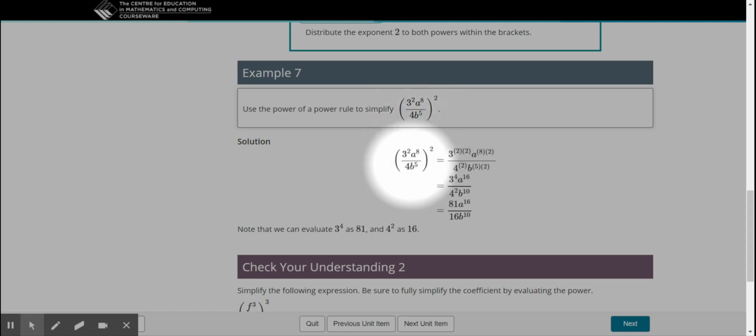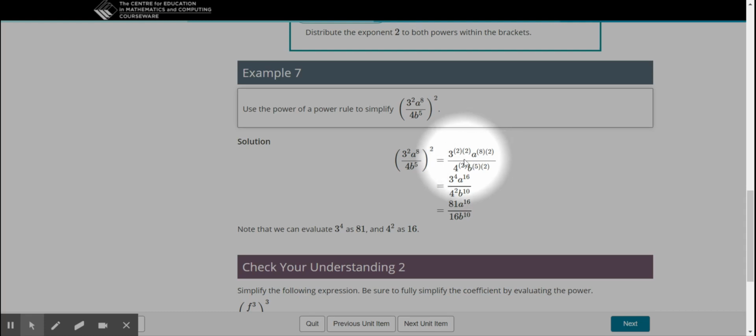So when we apply our power rule to this expression, this is what we have. We had 3 squared and we multiply by the 2. Each of these is going to be multiplied by the 2, which is the outside power. The same thing with a. A was to the power of 8 and is multiplied by 2. 4 is raised to exponent 1, multiplied by 2 is 2. And b was exponent 5, now b^5 multiplied by 2.